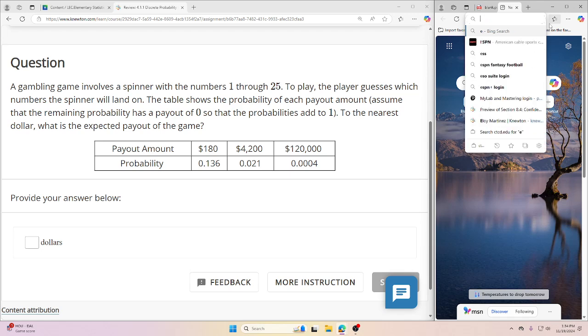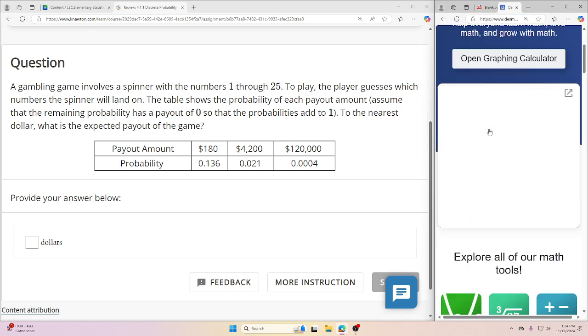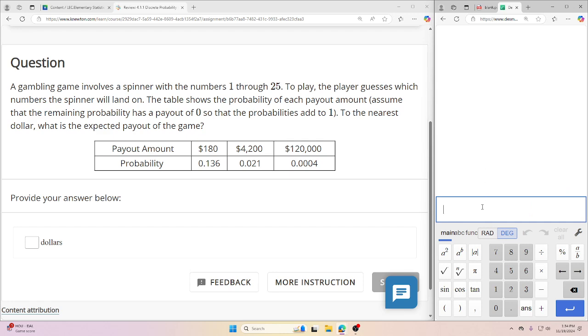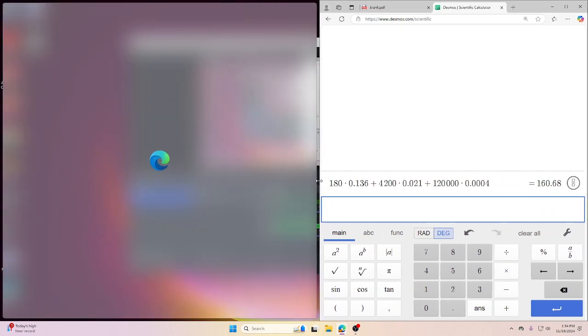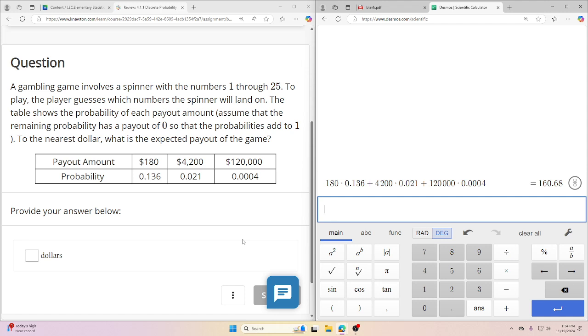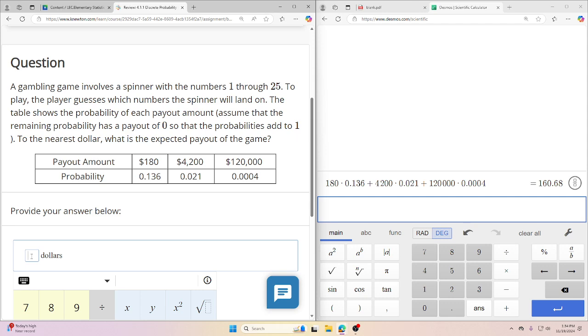I'm going to do the Desmos scientific kind of thing, just in case. So if I did 180 times this thing plus this much times this guy plus that much times 0.0004. Okay, so what I did is I just multiplied and added, right? I think that would be the answer. So I'm just going to write this in here, but I want to also do it in GeoGebra. 160, wait. Are we rounding? Nearest dollar?